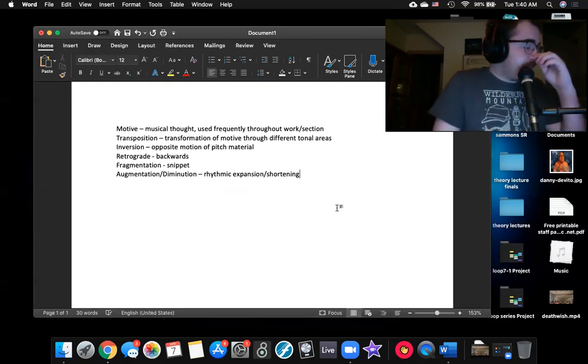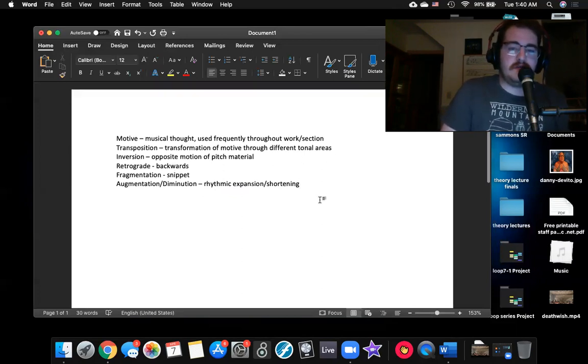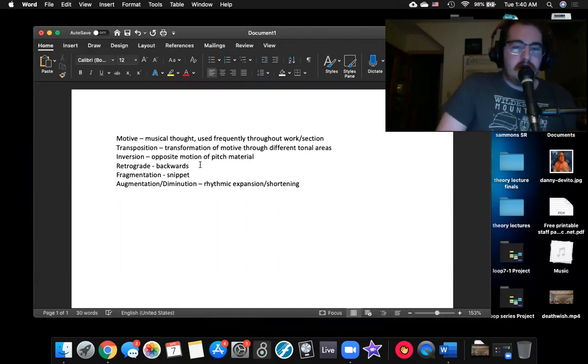So that's really everything that you can do with a motive. And there are also combinations. You can really combine any of these. One of the most popular combinations is retrograde inversion, which a lot of theorists say is the retrograde of the inversion. You could also just think of it as backwards and moving in the opposite direction.